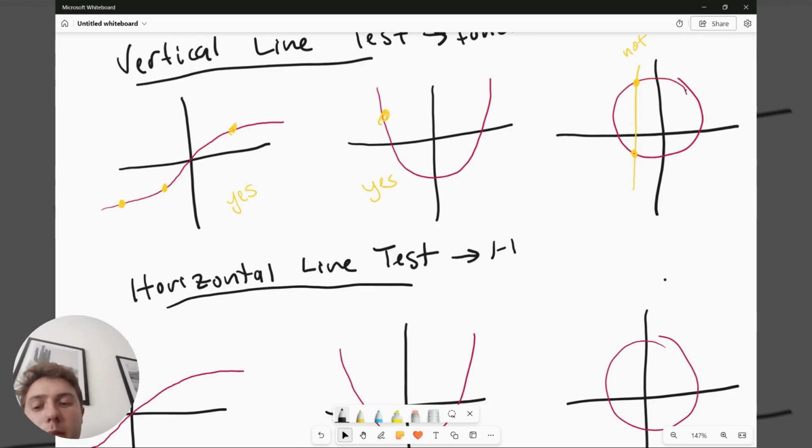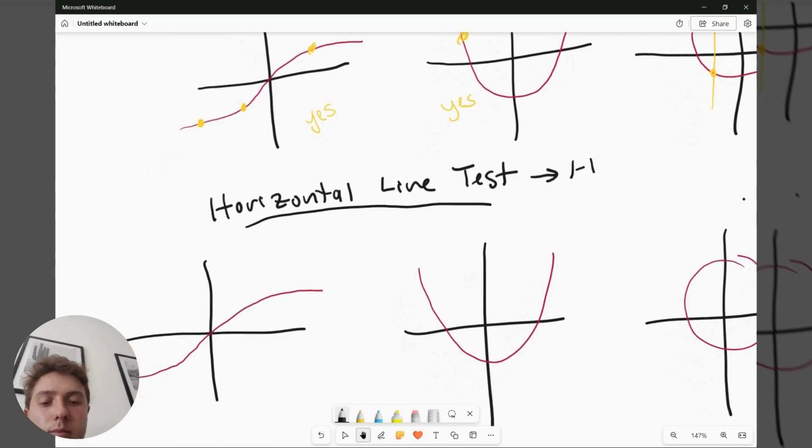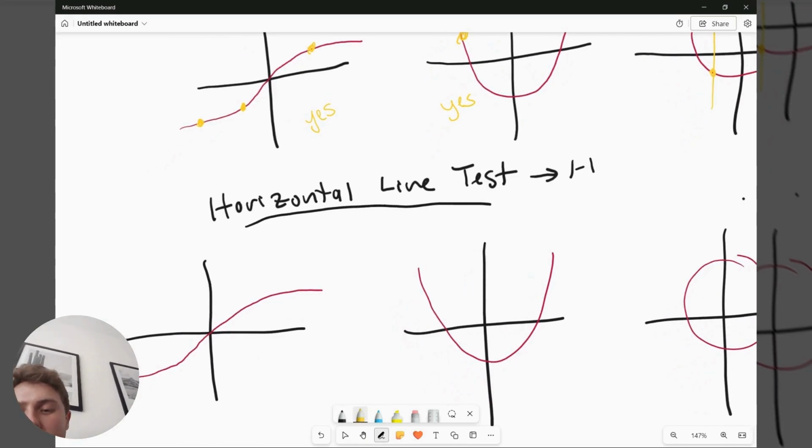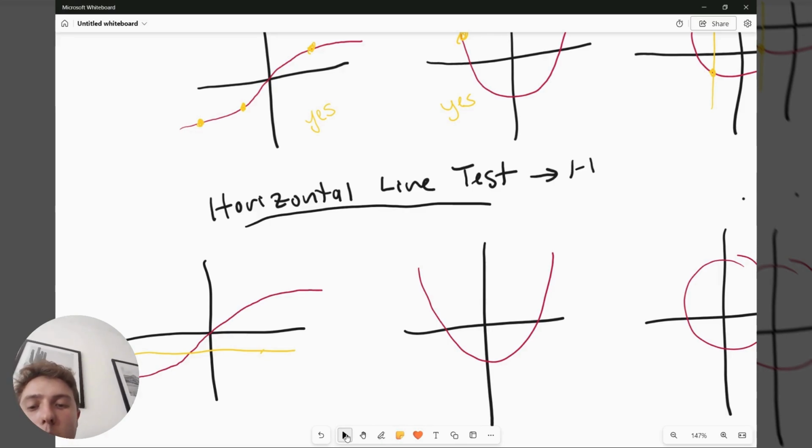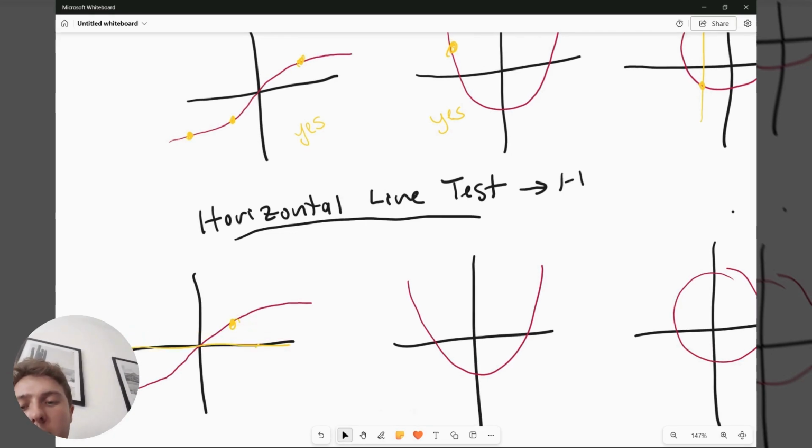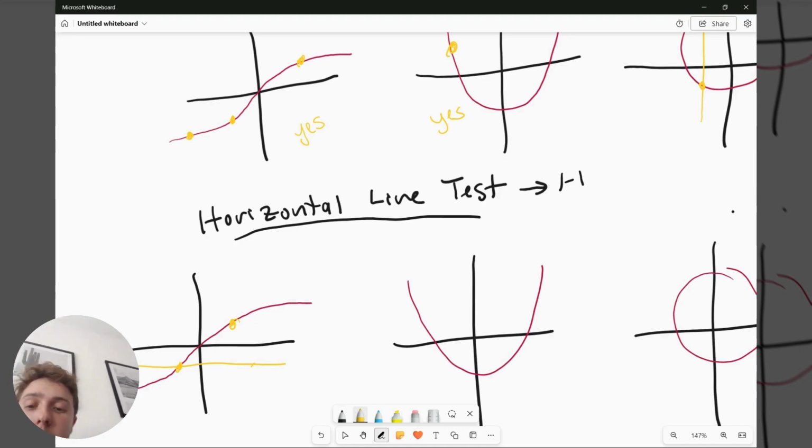Well, let's see what that may look like here. If I draw a horizontal line, it's the same idea. You want to see if it crosses once or more than once as you move that line around. And with this function, we would notice that it's still only crossing once, no matter where you end up moving your horizontal line. That does pass the horizontal line test. That is a one-to-one function. If something is one-to-one, it does have an inverse.